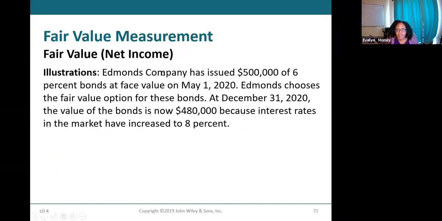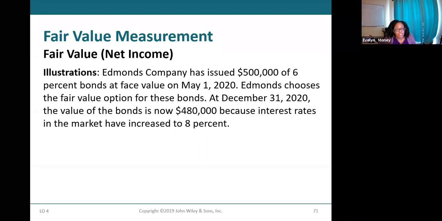So let's see an example. We have Edmunds Company has issued $500,000 of 6% bonds at face value on May 1st. And Edmund chooses the fair value option for these bonds. It's now December 31st, and the bonds are worth $480,000 because interest rates in the market have increased to 8%. We're still going to take care of this on our books or in our internal records at $500,000.